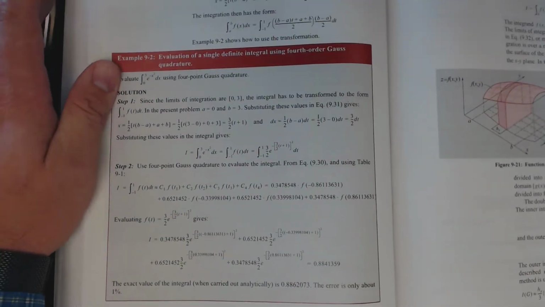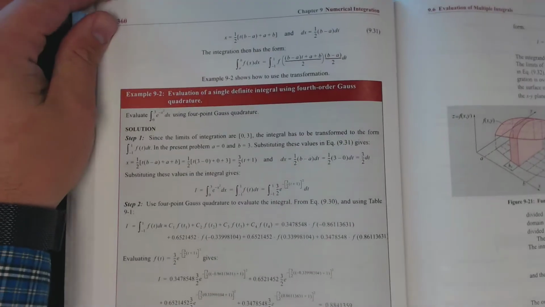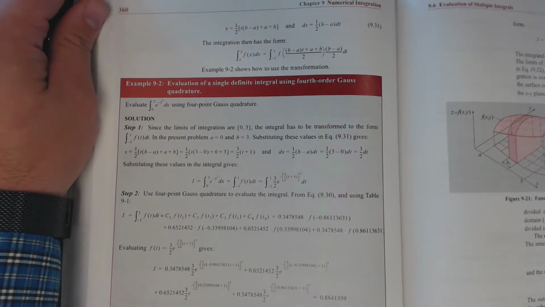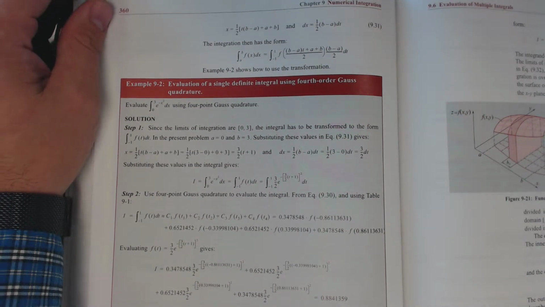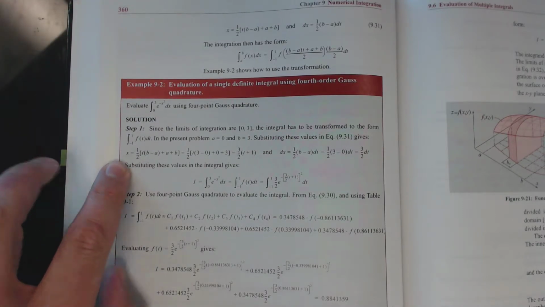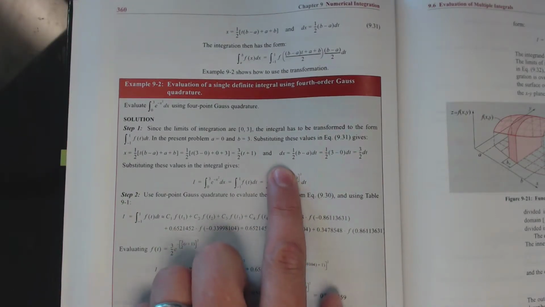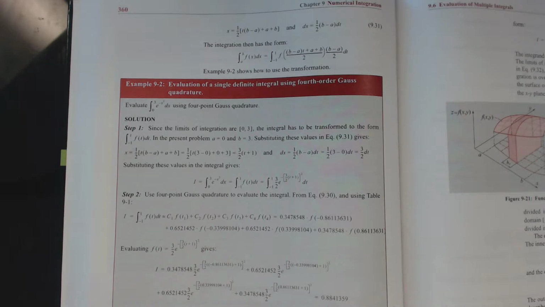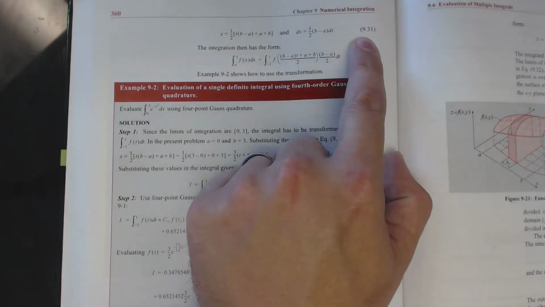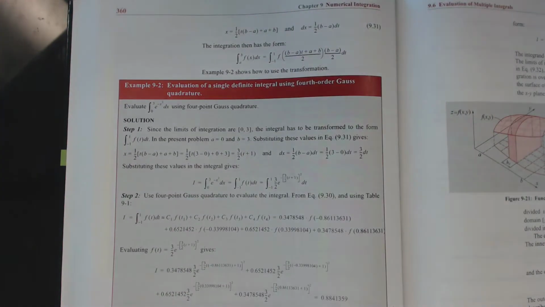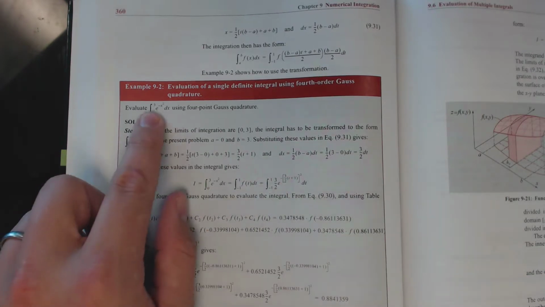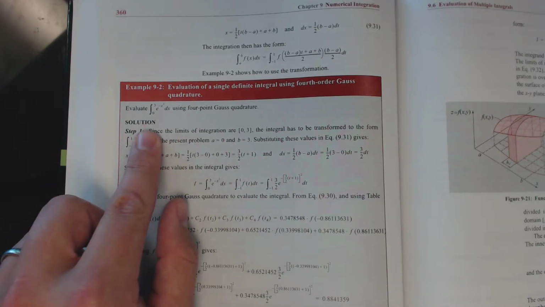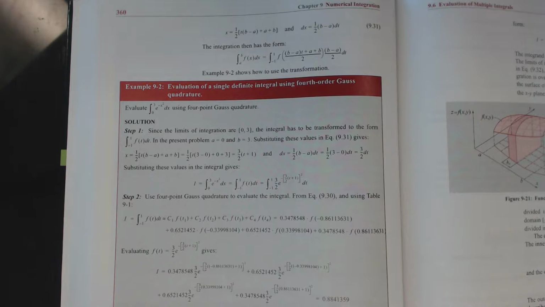And this is covered most descriptively, I think, in example 9.2. The definitions you need are the definitions for x and dx, and they remap those into the variable t. So the definitions are first given up here in equation 931, probably something you want to highlight in your book, because in this example they'll be taking an exponential function, e to the -x squared, from 0 to 3, and using 4-point Gauss quadrature, evaluating the integrals.